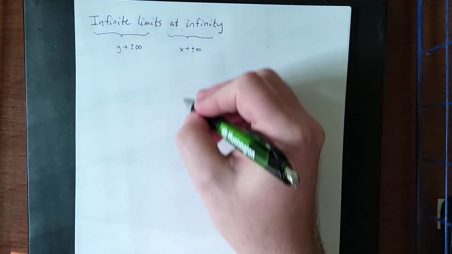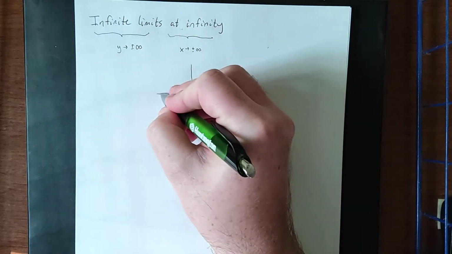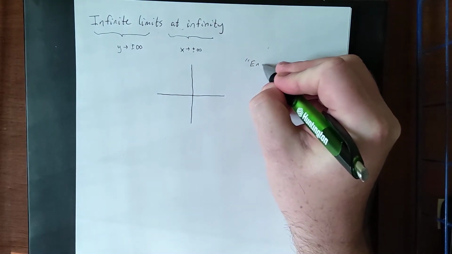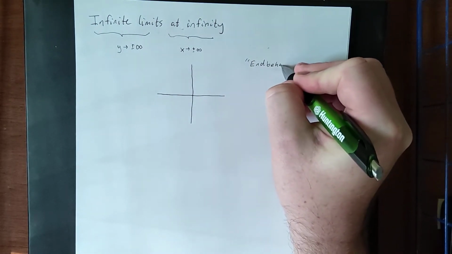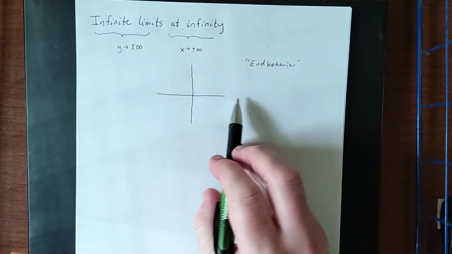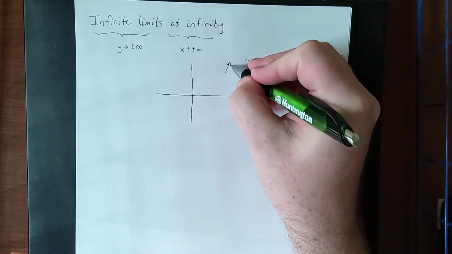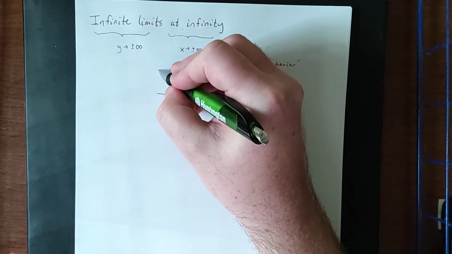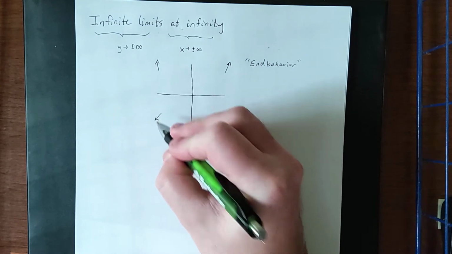Now, graphically speaking, an infinite limit at infinity is also sometimes known as the end behavior of a function. So this lets us know as x starts getting really, really big, does it go high up? Does it go down low? And as x gets really, really big in the negative direction, does it go up or does it go down?